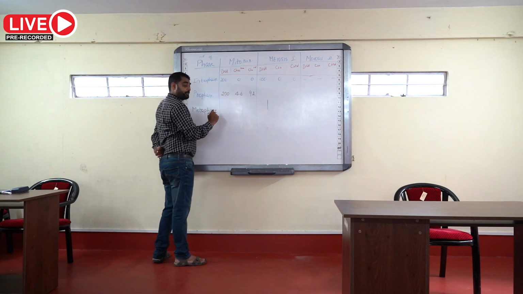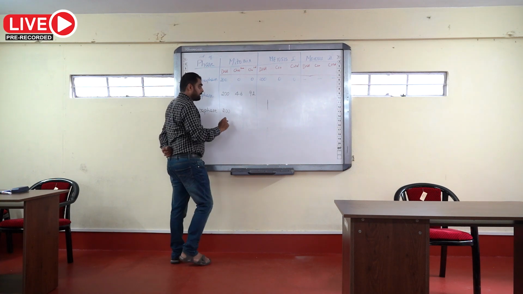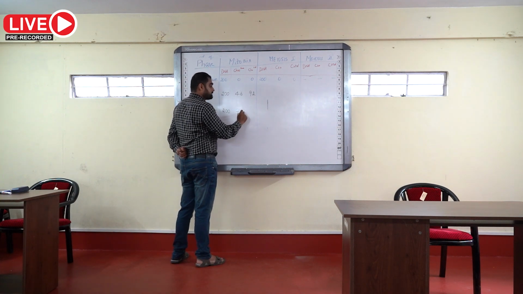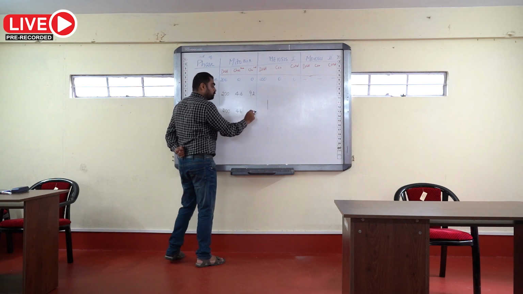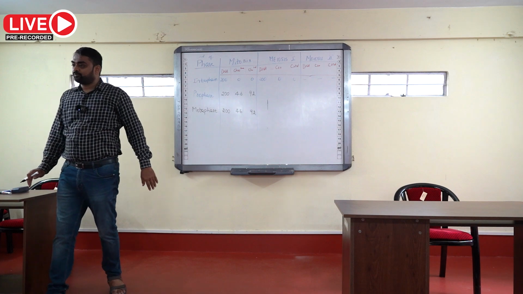Metaphase. Amount of DNA, 200. Chromosomes at the end of metaphase, 46. Chromatids, 92. The only difference is chromosomes have lined up at the equator.